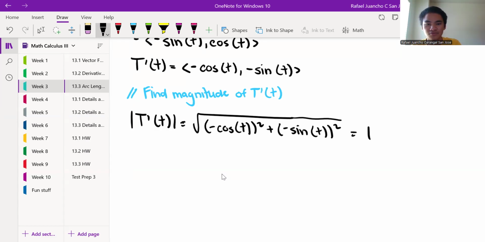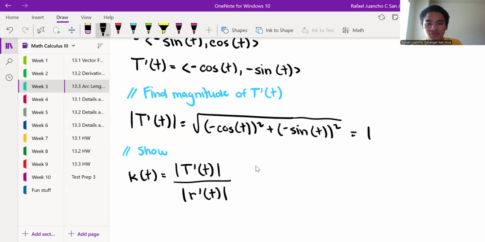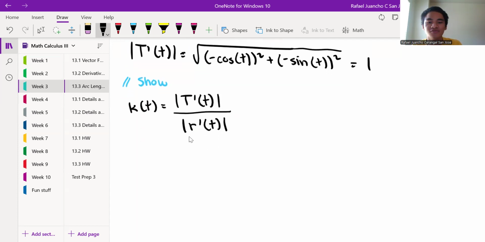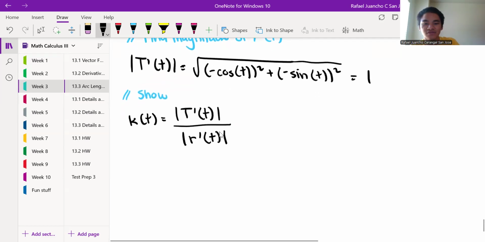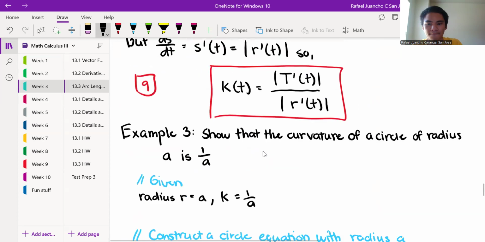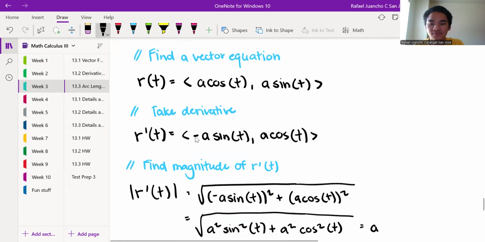And so using what we know, well, we say that K of t is this over this. So it's the magnitude of my unit tangent vector over the magnitude of my tangent vector, which is again just 1 over a. And so we proved it. That's the curvature, 1 over a.